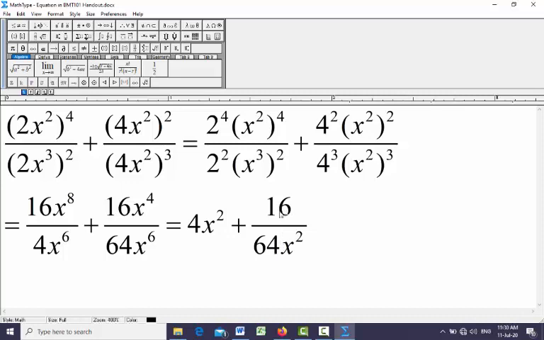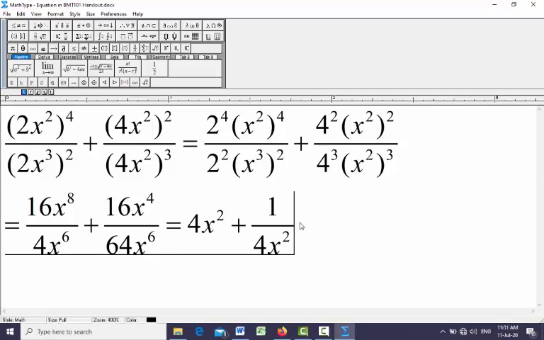Now we have here 16, and here we will have 64. If we apply the process of cancellation, this 16 will be cancelled out, and this 64, if we cancel out, we have only 4 here. Since we do not have anything here in the numerator, we will give 1. Right.